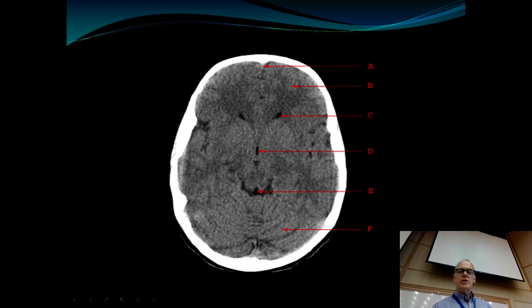Okay, so this is still the cerebellum, and see the occipital lobe here. A midline space then is the third ventricle, right here, and we see the lateral ventricles out here.